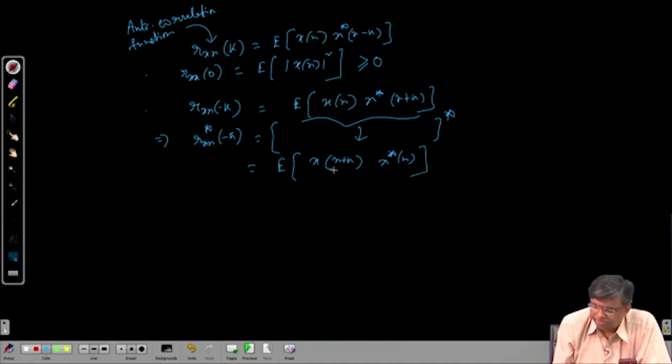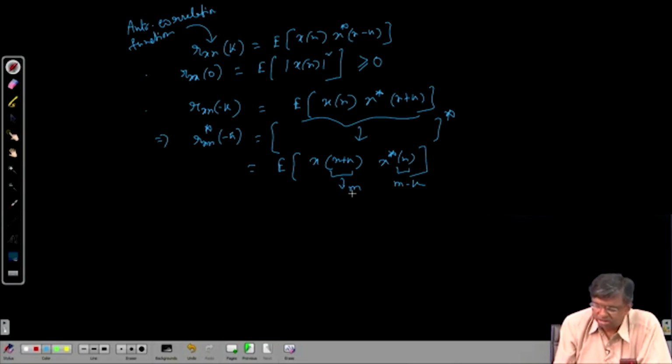All right. If n plus k is a point, you call it m. So n plus k is m, and this is m minus k. So it is E of x of m x star of m minus k. Again, because it is WSS, it does not depend on the absolute location m and m minus k, it only depends on the gap between the 2 points.